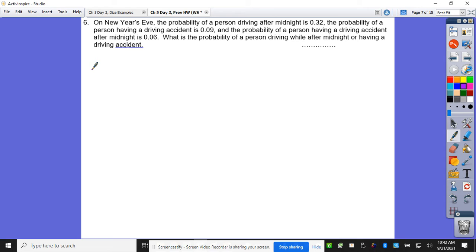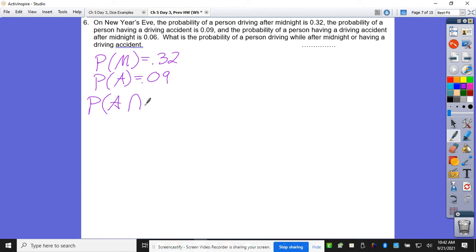So first thing, on New Year's Eve, probably the person driving after midnight is 0.32. I'm just kind of starting to write stuff down because I don't know where I'm going yet. Probably the person having an accident is 0.09. Probably the person having an accident after midnight, what does that actually mean? P of what? A and M. And what does it ask for?